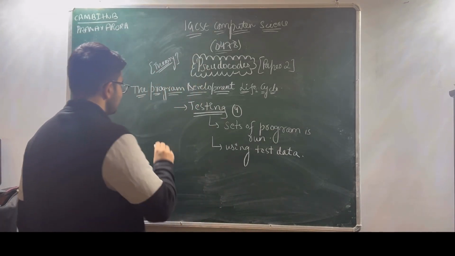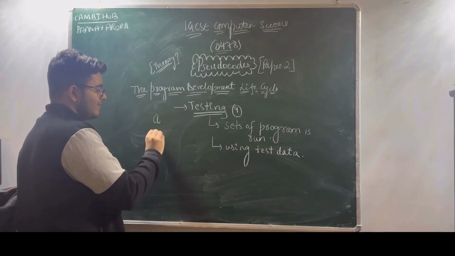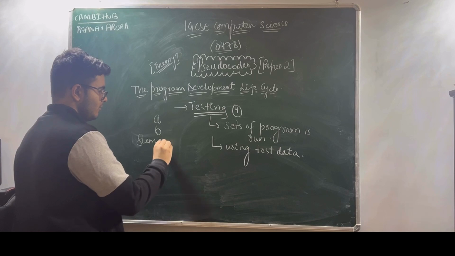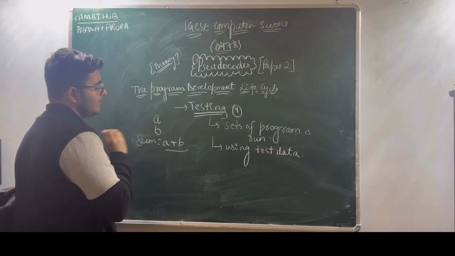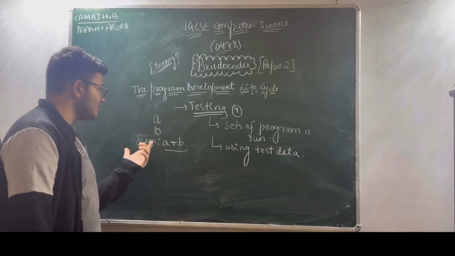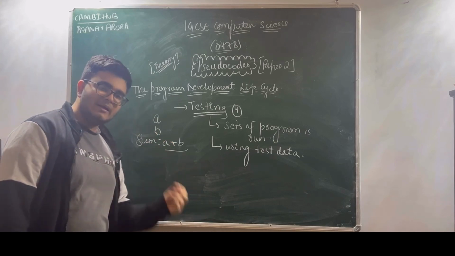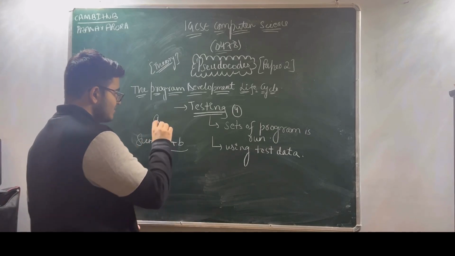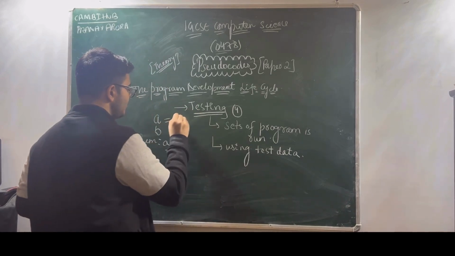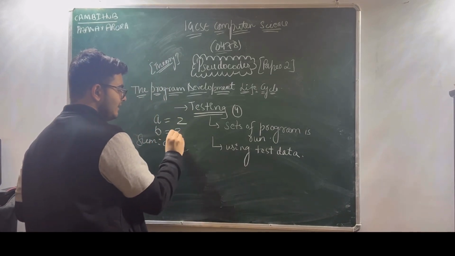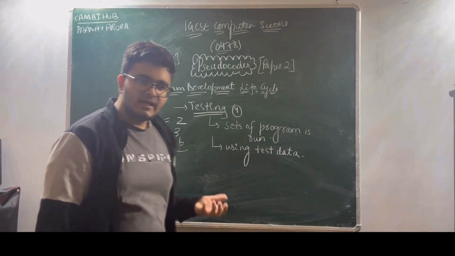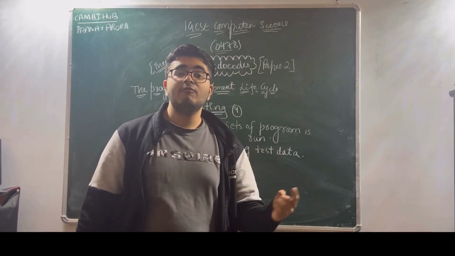Suppose my program has a variable A and a variable B, and it does a sum where it adds A and B, right? Now I will use test data to test this whole program. What do I mean by test data? When I run my program, instead of A I'll enter 2, and instead of B I'll enter 3. And as per the code, the output should be 5, right? So I'll check if I'm getting 5 or not.